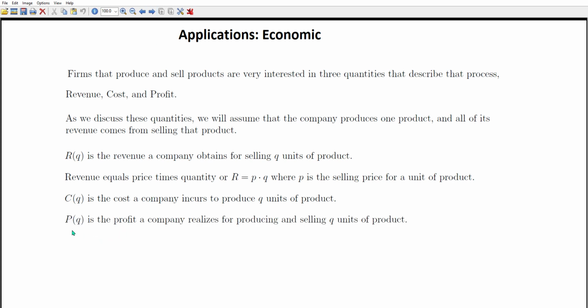And now the thing that the company is really interested in is P of Q, the profit that a company realizes for producing and selling Q units of product. So we're assuming here that Q units are produced and Q units are sold. And the profit is the difference between the revenue and the cost. Revenue is what you take in, cost is what you have to shell out. The difference is your profit. So P of Q is R of Q minus C of Q.